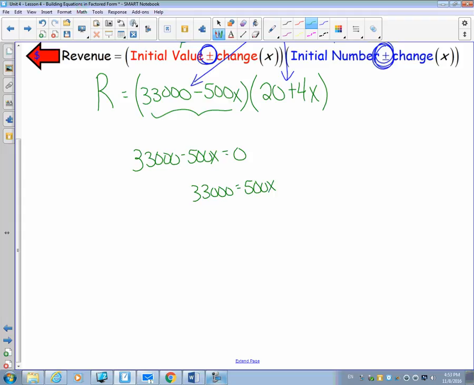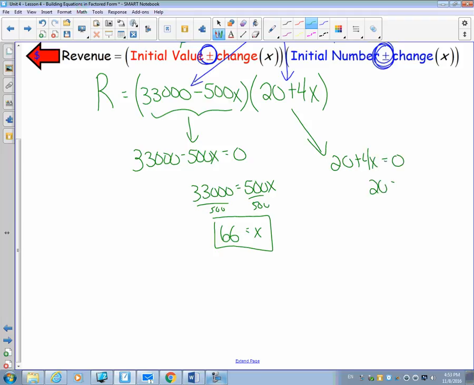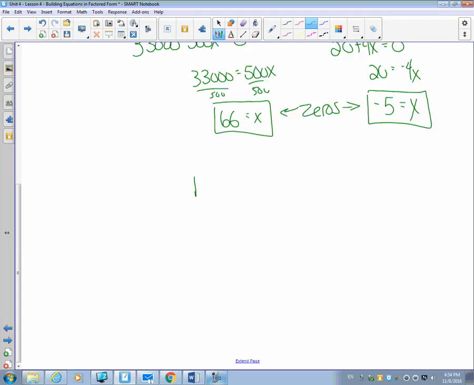Put the letters on one side, numbers on the other, divide by 500, and we'll end up with x is 66 for this 0. If we do the same thing for the other bracket, figure out what makes it equal 0, and end up with -5 as my other 0, well, now I've got my two zeros. And why do I want my zeros? I want my zeros so I can find my axis. How do I find my axis? My axis is x equals, add my zeros together and divide by 2. So I get 61 over 2, which is 30.5.